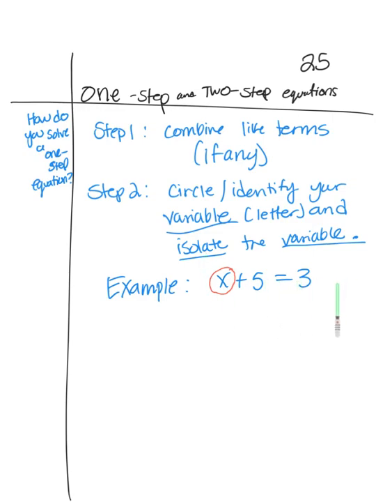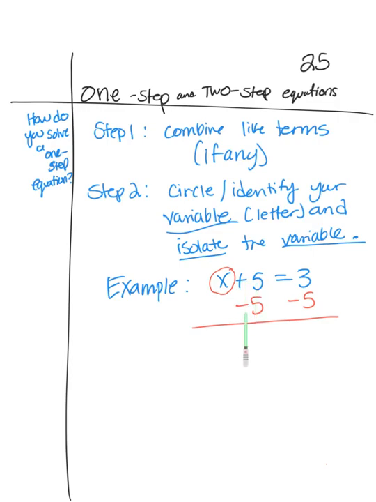Sometimes it'll be on this side. It's the same thing. You just got to get it by itself either on this side or on this side. So the thing that's keeping the x from being by itself is this positive 5. So you have to ask yourself, what's the inverse operation of positive 5? Or what's the opposite of positive 5? And the opposite of positive 5 is actually negative 5. So I'm going to subtract it. All right, and what I do on one side, I have to do to the other.